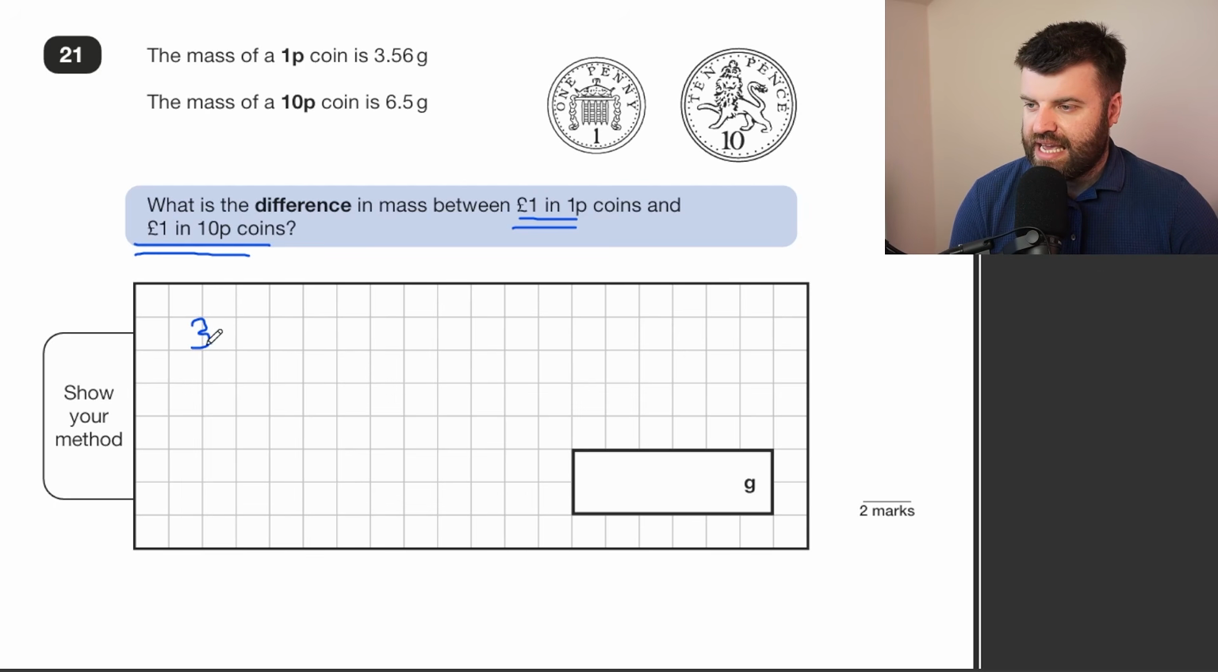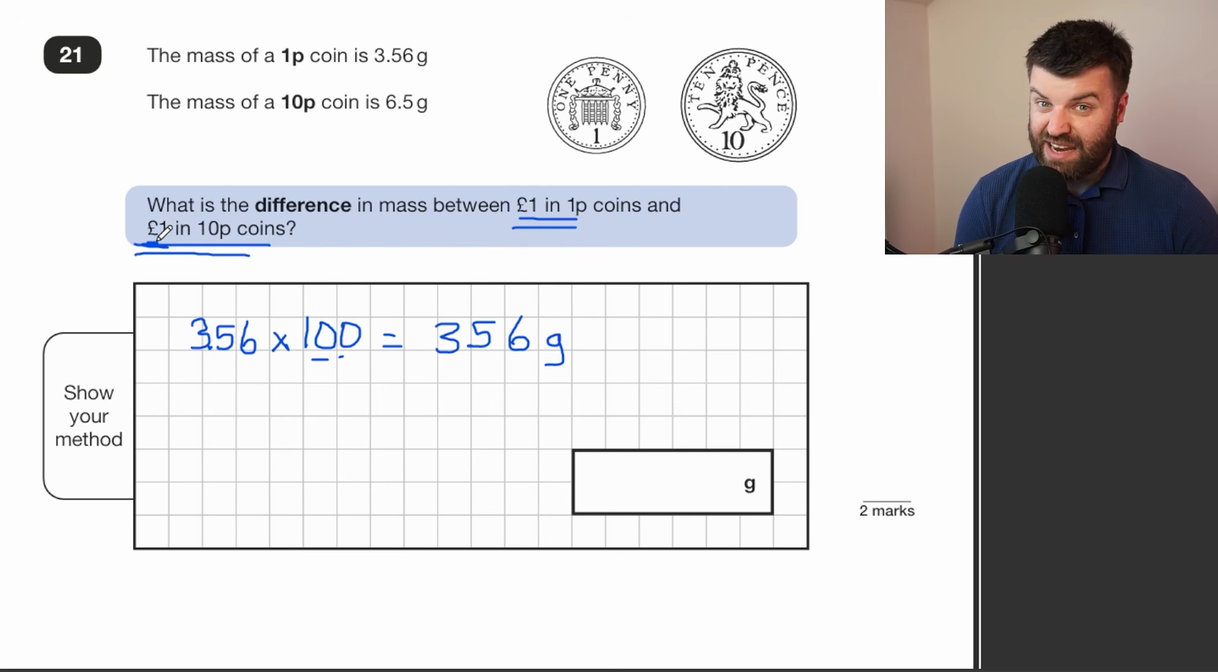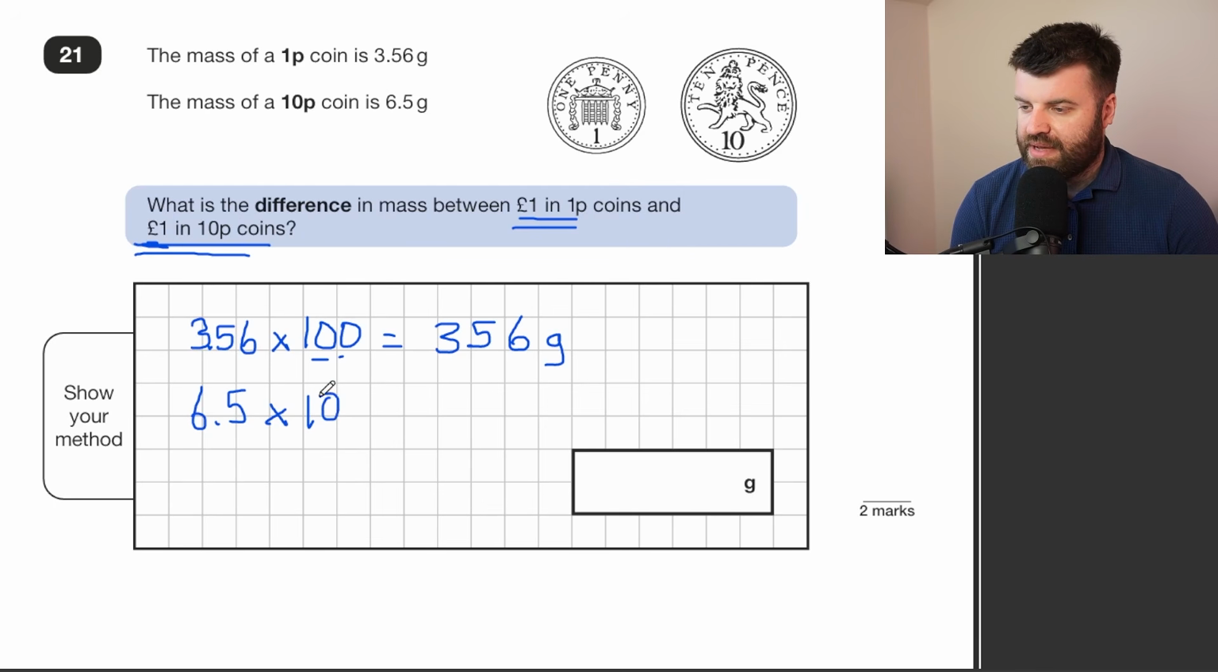So this is basically saying 3.56 is one 1-pence coin. I need 100 of them. And when I multiply by 100, I simply shift the digits up 2 places, which gets me 356 grams. Now, how many 10p coins do I need to make a pound? I need 10 of them, because 10 times 10 is 100. So I'm going to take 6.5 grams and multiply that by 10, because I need 10 of those coins to make a pound. 6.5 times 10 is 65 grams, and then I need the difference.